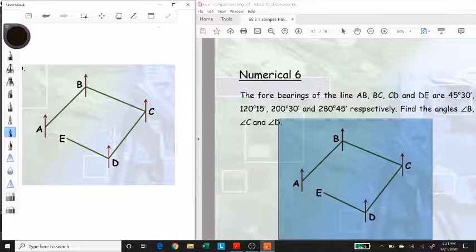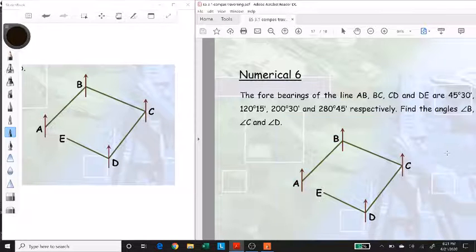Okay. So they have given you the four bearings of the lines AB, BC, CD, and DE, and they're asking you to find out the interior angles B, C, and D using those four bearings that they have given you. Now we can find out the back bearings as well, since we know that the difference between the fore bearing and back bearing is 180 degrees. So let's try to find out the interior angle B.